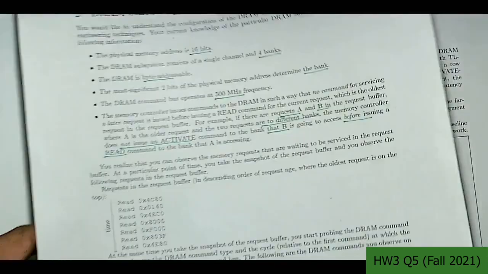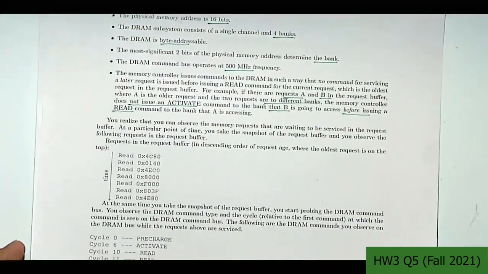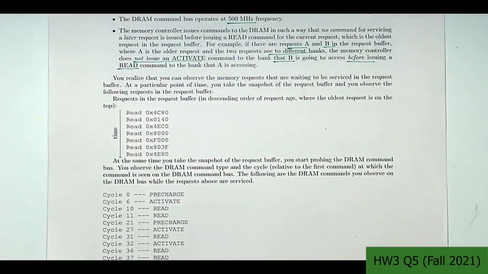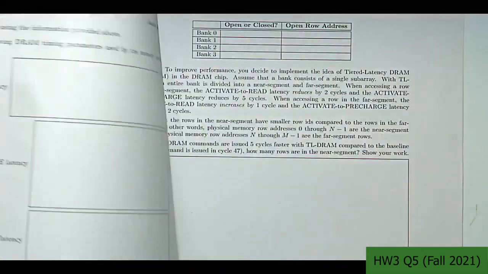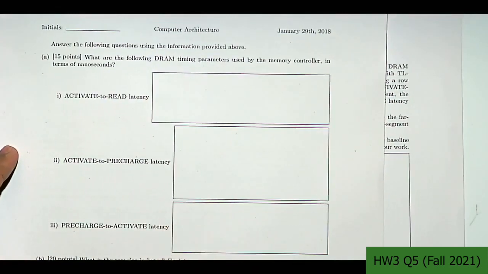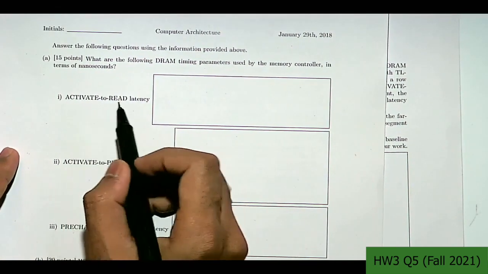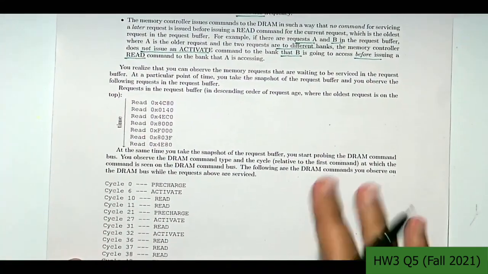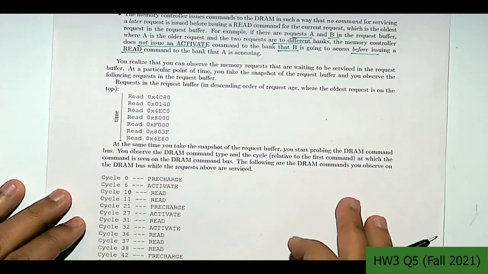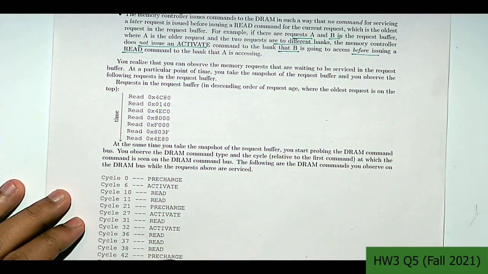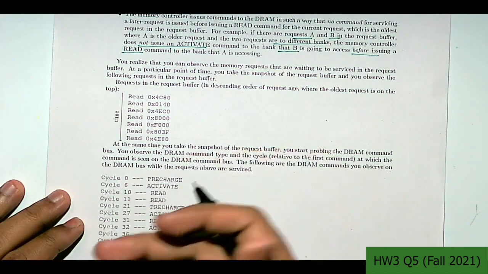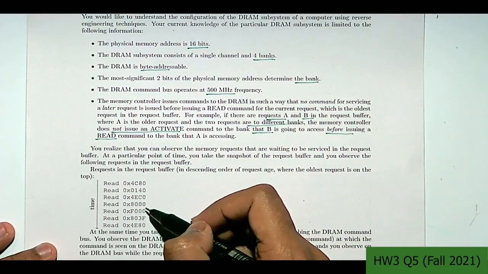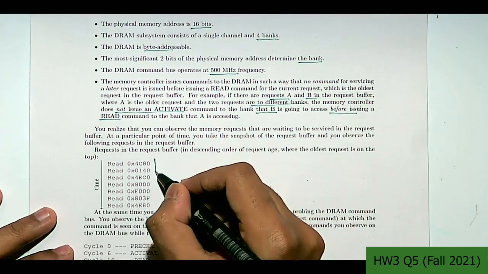So now let's see, if we know this kind of information, how we can reverse engineer the system and get some data out of it. The first question is, it's visible, right? Yeah, okay. The first question is the activate to read latency. Before we start answering any questions like this, let's first decode the information we currently have. We know how to get the bank information from these addresses. So let's get the bank numbers first, okay?